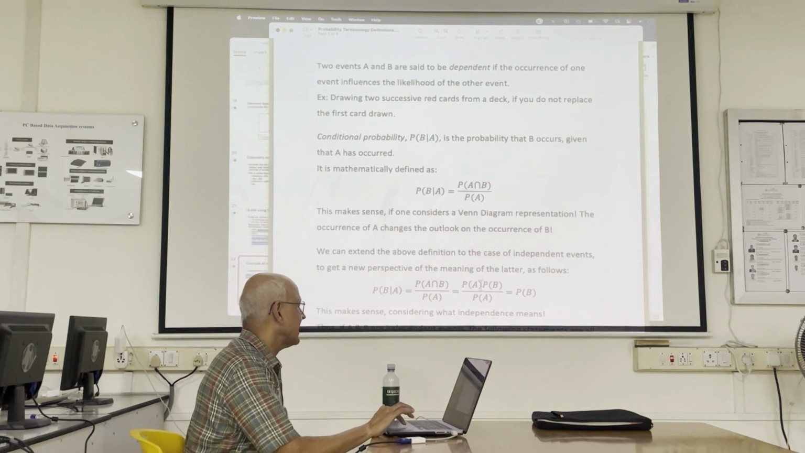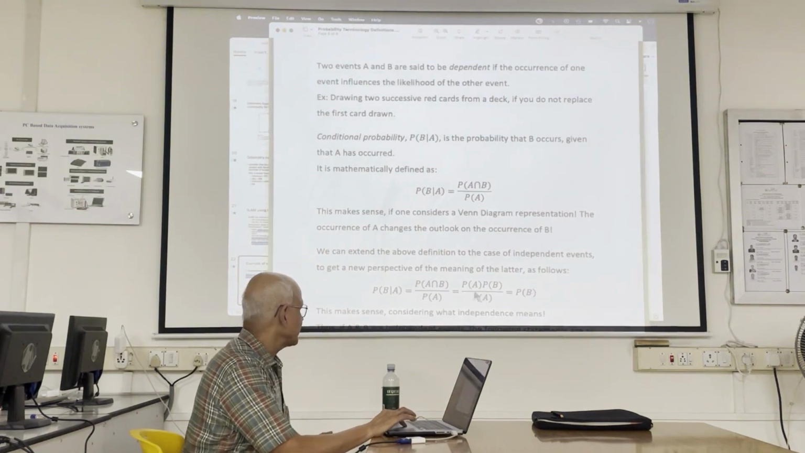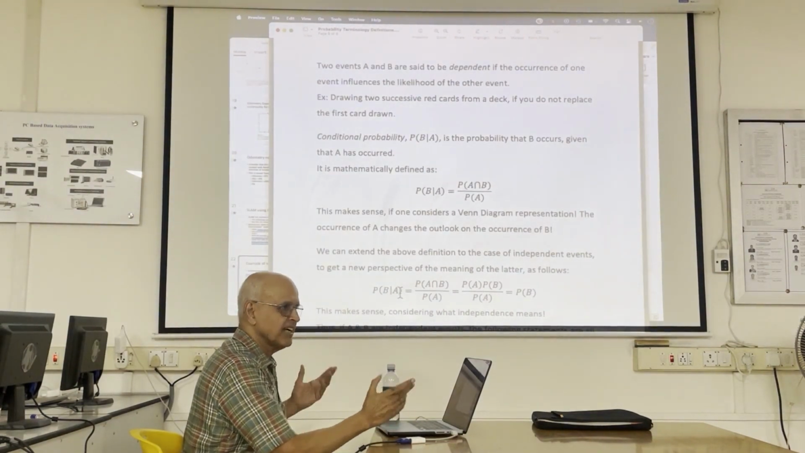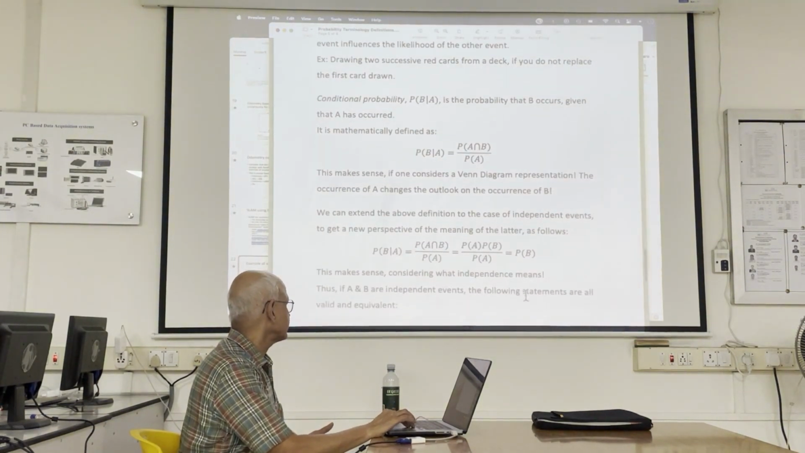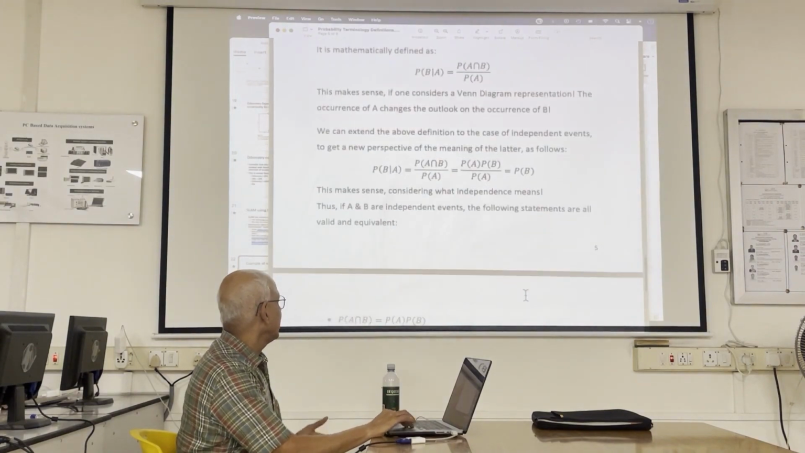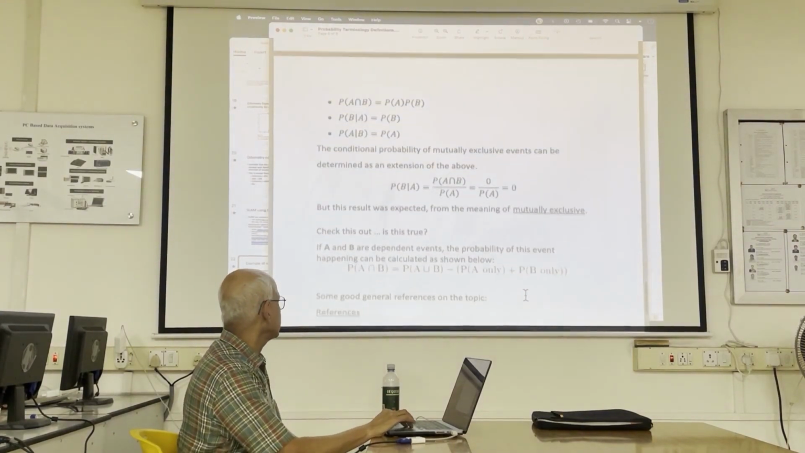It has to be the unconditional probability of B. So it doesn't matter that A has occurred, because they're independent. And therefore, P of B is the answer. We can skip this in the interest of time.